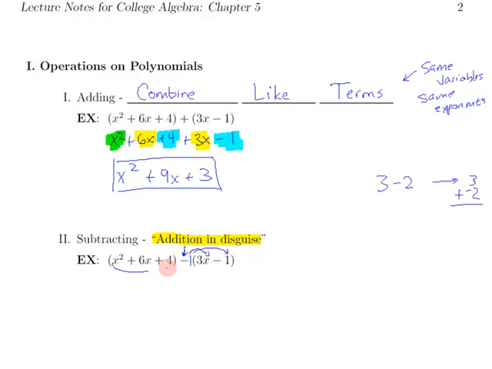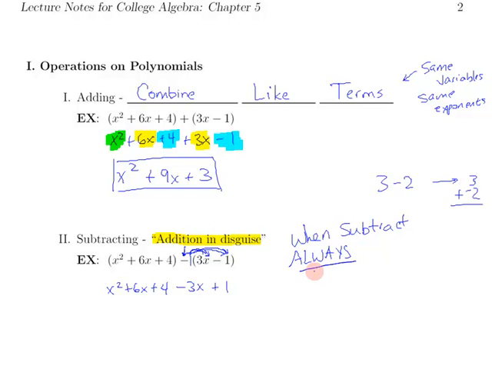Of course, the first polynomial doesn't change. It's still x squared plus 6x plus 4. Now subtracting, I'm going to take minus times 3x. That makes a minus 3x. I'm going to take a minus times a minus 1. That gives me a plus 1. So the thing that you have to remember, one of the easiest things to forget, is when subtracting, always, always, always distribute the negative.